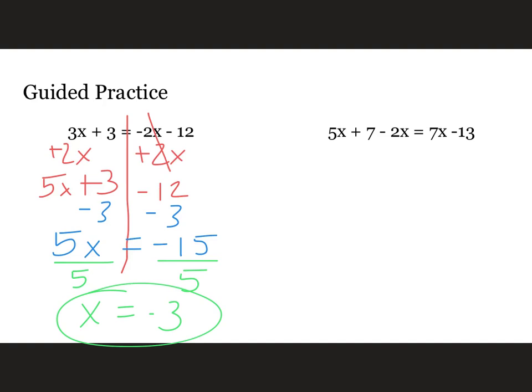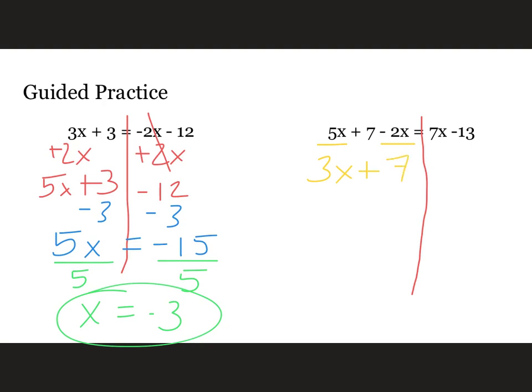As I move towards my second problem, I now see that this problem is a little bit different. There's something going on here that I didn't have in the first problem. Again, I want to make sure that I put my line down the equal sign, keep my equation balanced. But in this case, I have 5x and negative 2x on the same side. The first thing I need to do is make sure that I combine like terms. If I combine that 5x and negative 2x, I have 3x.